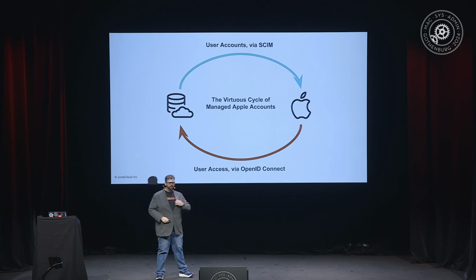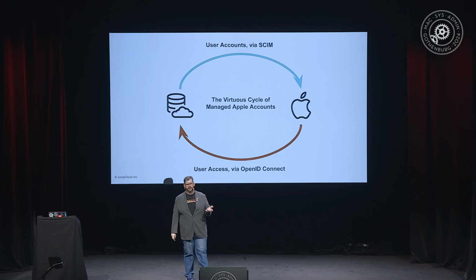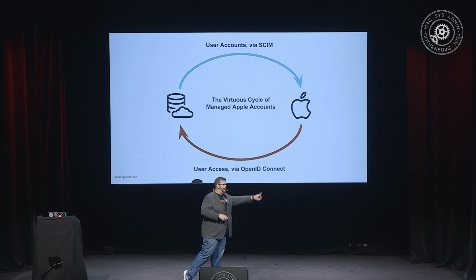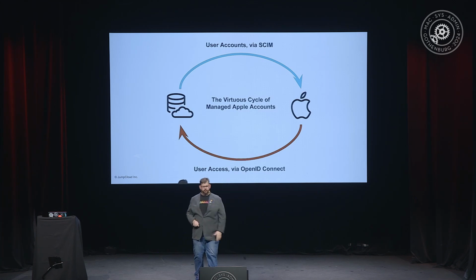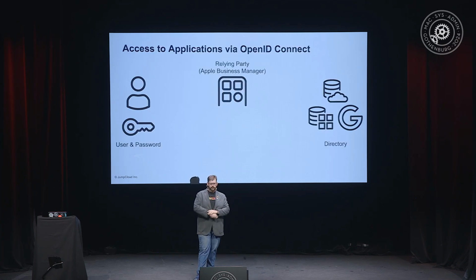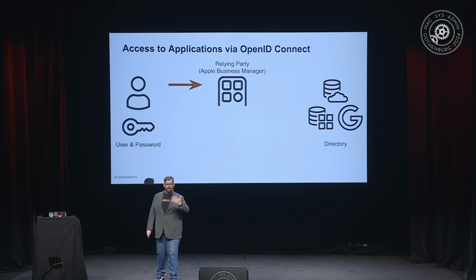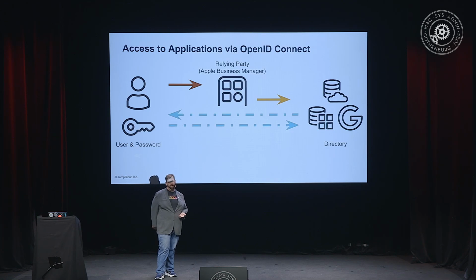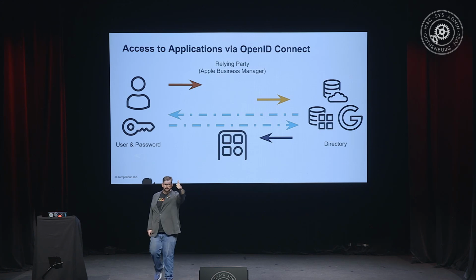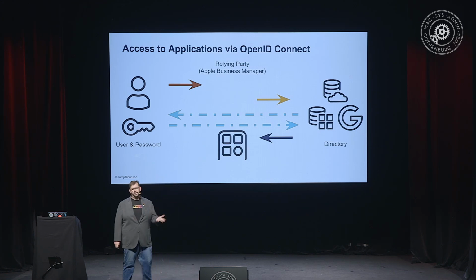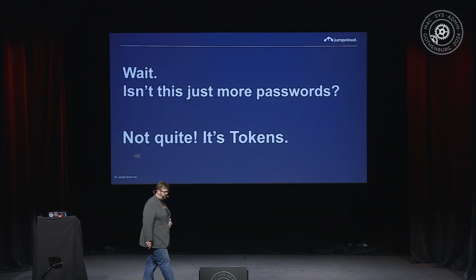If we think about this virtuous cycle of managed Apple accounts where user accounts come from your directory and then are authenticated by Apple using that directory, we have to do all of that with OpenID Connect. This process is pretty straightforward. Your user will go to Apple Business Manager to sign in. They will be redirected to your directory to complete that sign-in process via an authentication process. And at the conclusion, the directory will give the relying party a thumbs up.